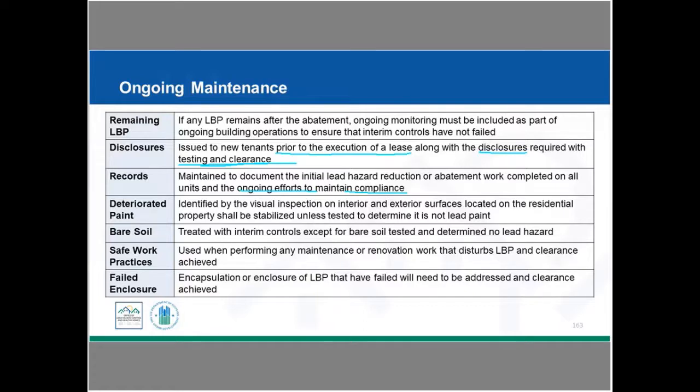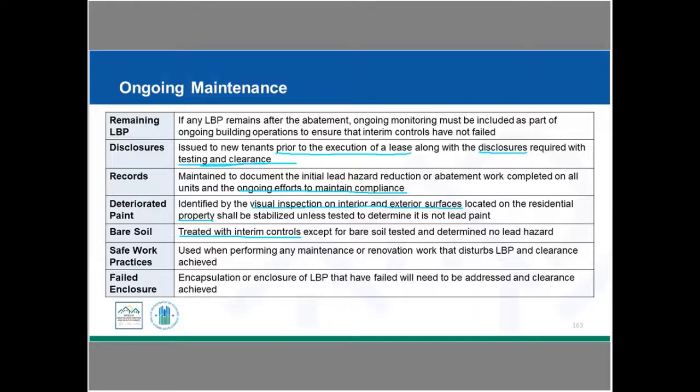So as I mentioned, we're doing a visual inspection. This is both interior and exterior surfaces. This would also include common areas. So it's not just residential units, but it's the whole property and making sure that that environment continues to be safe. If we see that we have bare soil, we would be treating that. So we talked about things like planting grass, covering with mulch, so that we protect exposure to that bare soil. But we could also be testing soil and determining whether it actually had lead hazards within that.